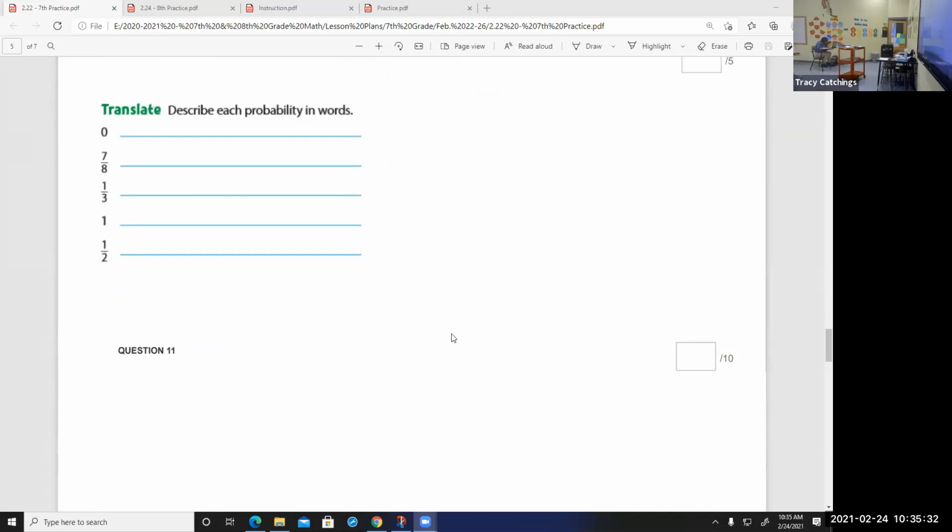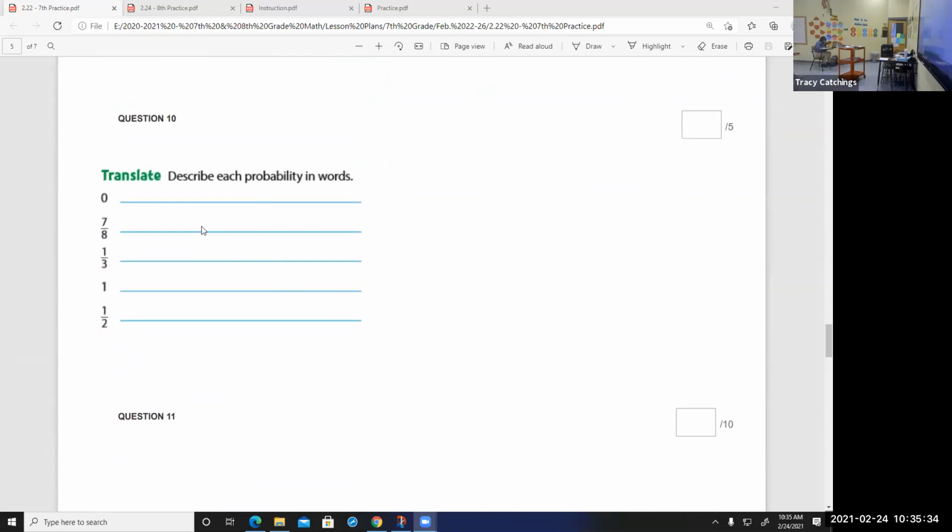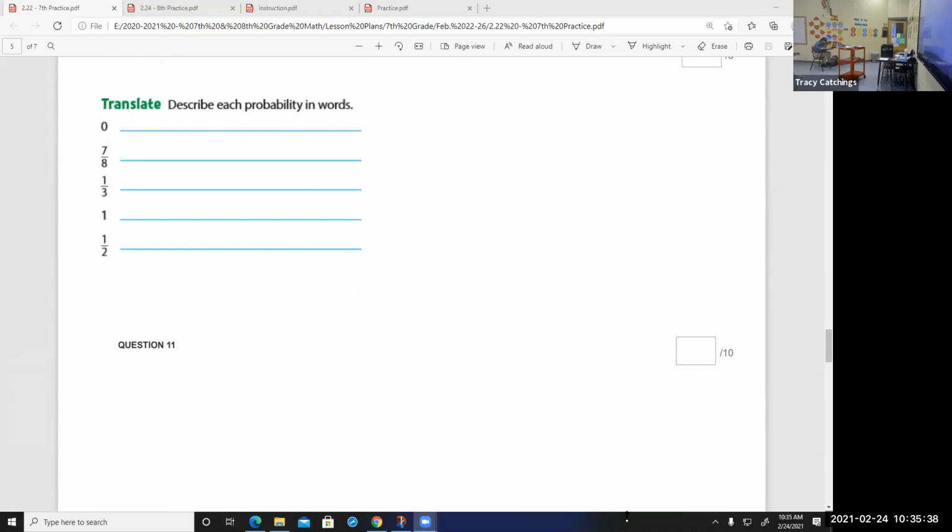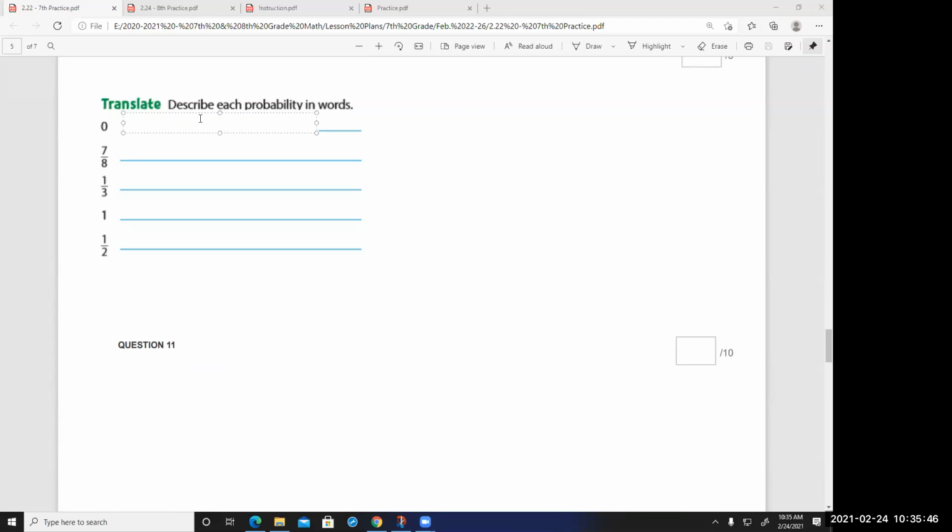Might can at least get in one or two more. All right, number 10 said describe each probability in words. What can we say about 0 if I'm talking about that probability? Impossible.